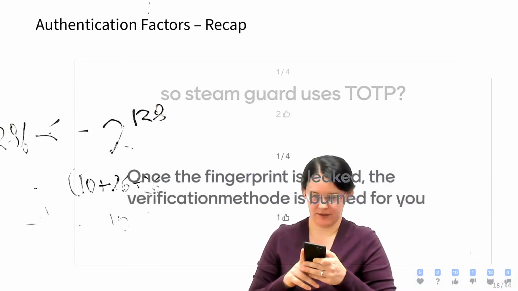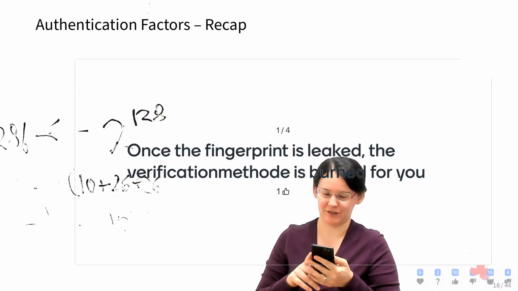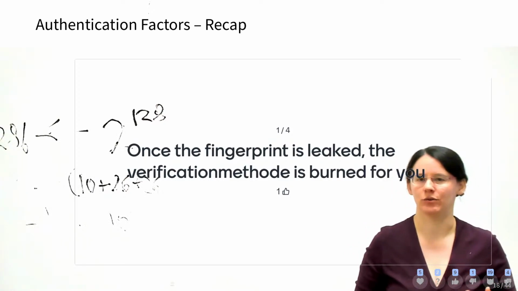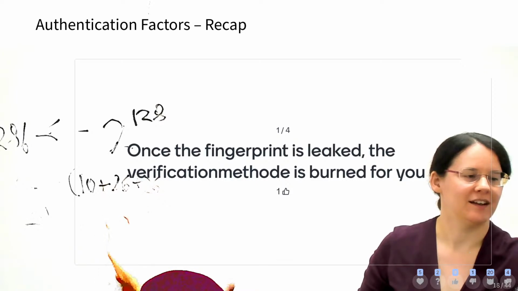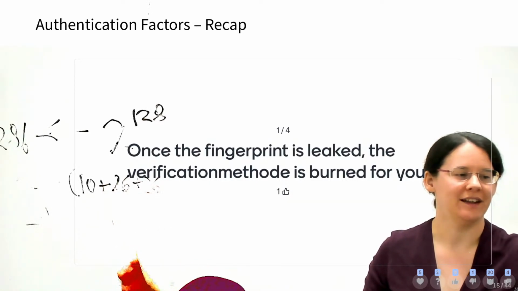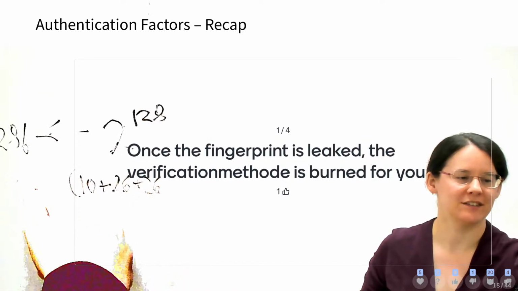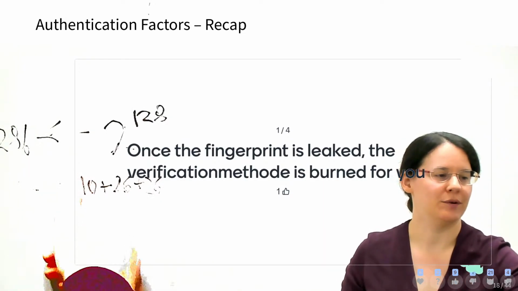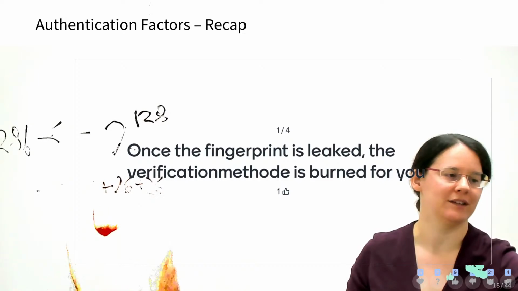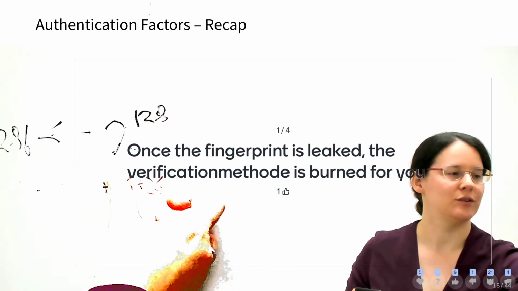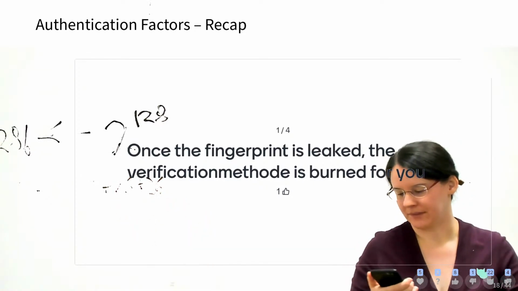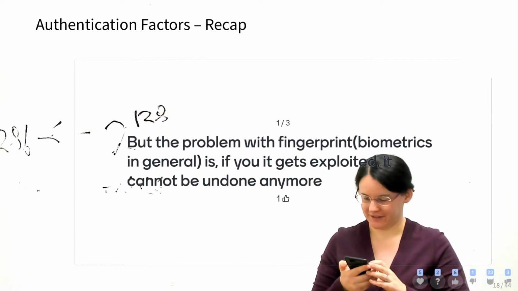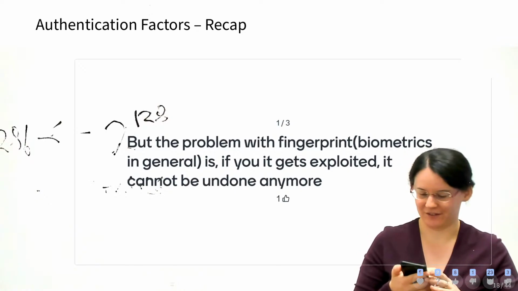We already had this one. Once the fingerprint is leaked, the verification method is burned for you. That's absolutely one of the big downsides of fingerprints. You cannot change them, and in particular, you actually leave them all around in the public. So if somebody really targets you, they might just grab a glass you used previously in a restaurant or something and take your fingerprint off that. So that's one of the very big downsides. In cryptography, we always make sure to use very easily exchangeable secrets. The problem with fingerprints is, yes, it cannot be undone anymore. Absolutely, I totally agree on that one.